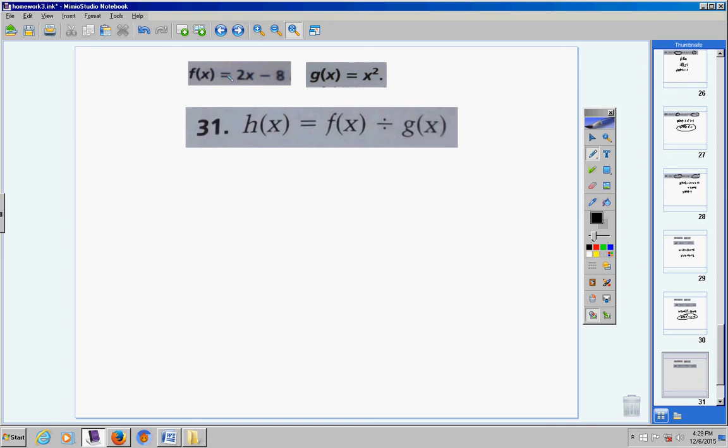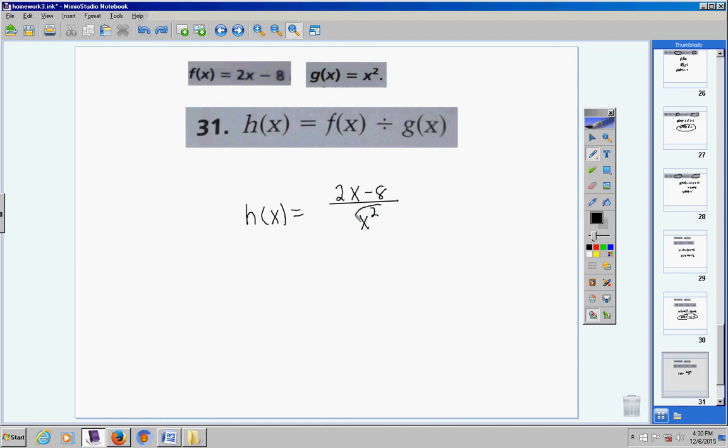Number 31. Okay, now we're going to say h of x equals f of x, which is 2x minus 8, divided by g of x, which is x squared. Now remember what I taught you. A lot of students want to cross off one x here, cross off one x here, so you're left with an x here, and put 2 minus 8 over x, which is negative 6 over x. And that is totally incorrect. You cannot reduce fractions unless whatever you reduce by goes into every term.